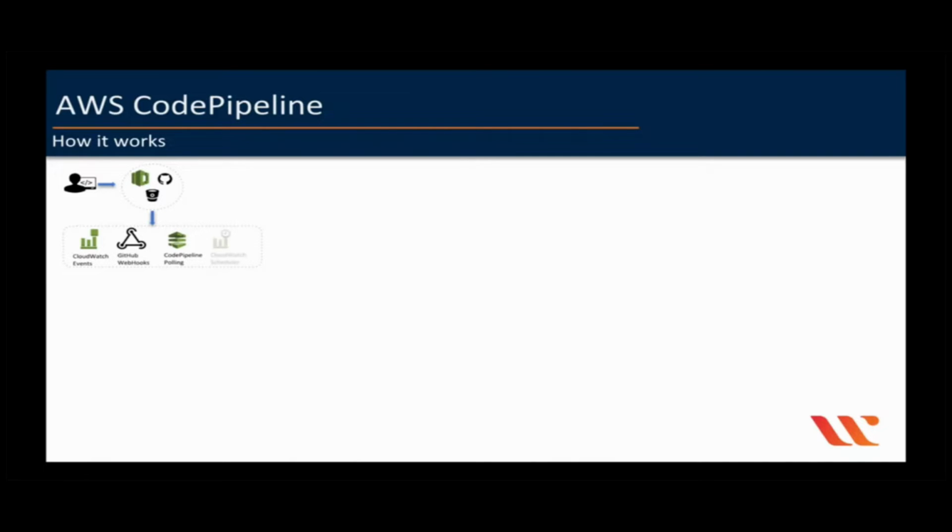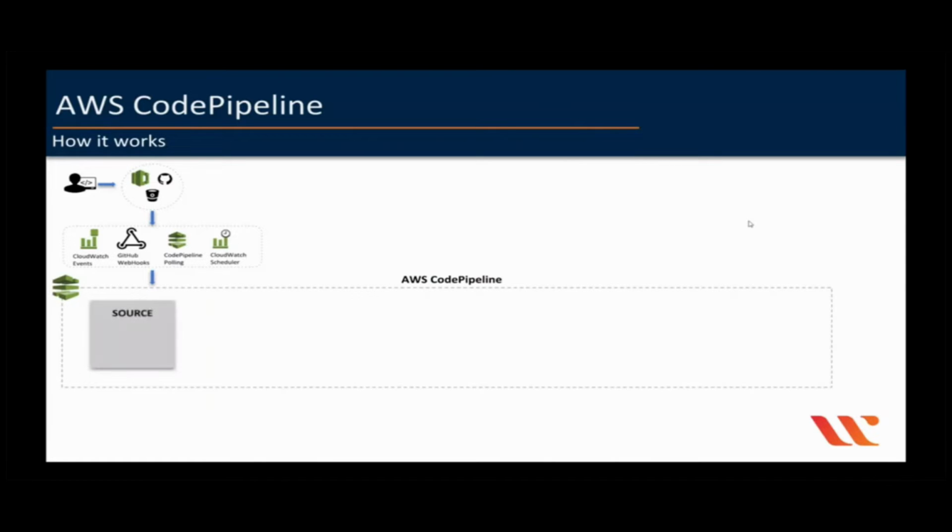Or you can simply use CloudWatch Scheduler, which can trigger the CodePipeline based on a certain frequency, let's say once an hour or once every 30 minutes, etc. So once the CodePipeline has been triggered by any of these events, it starts executing the workflow in a sequence of stages. Let's say we have a source stage wherein we have to provide one or more actions.